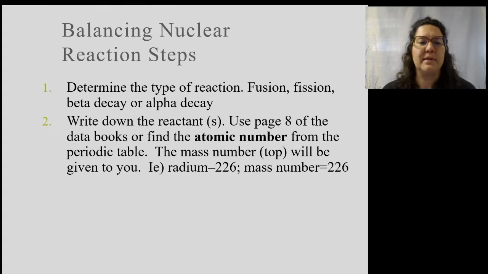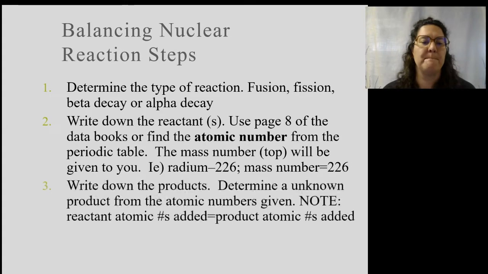So we can also balance nuclear reactions with the mass and atomic number. We have to determine the type of reaction that is occurring. Is it a fusion reaction, a fission reaction, alpha decay, or beta decay? We want to write down the reactants that we start with. On page 8 of your data booklet, you can find the atomic number, and you can also find the atomic number from your periodic table. The mass, the top number, will be given to you. So radium-226 has a mass number of 226, but you want to find the atomic number of radium from your data booklet.